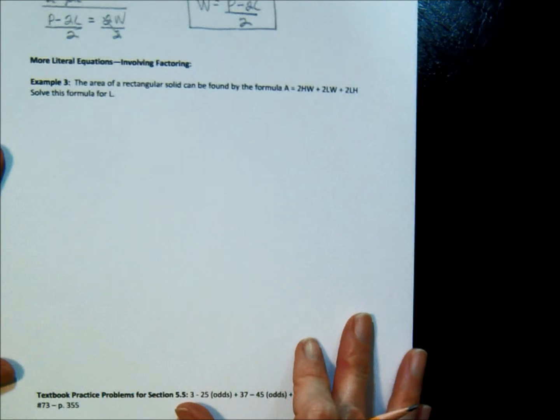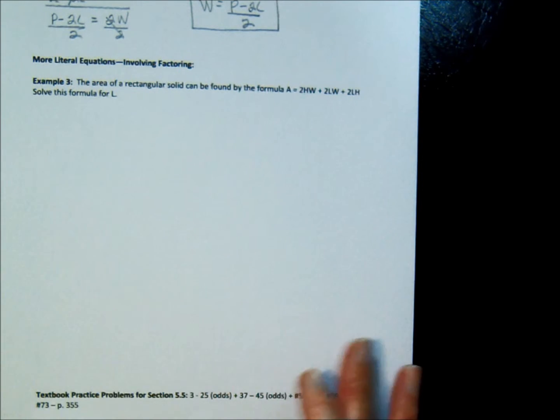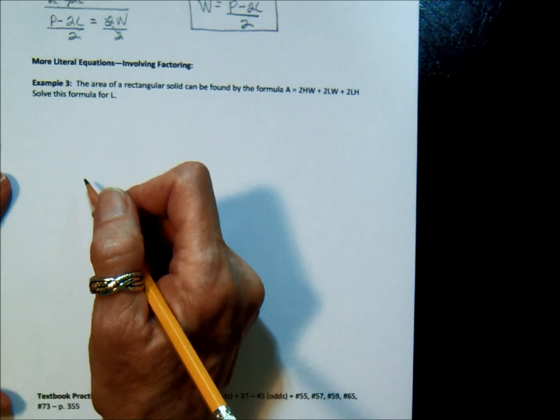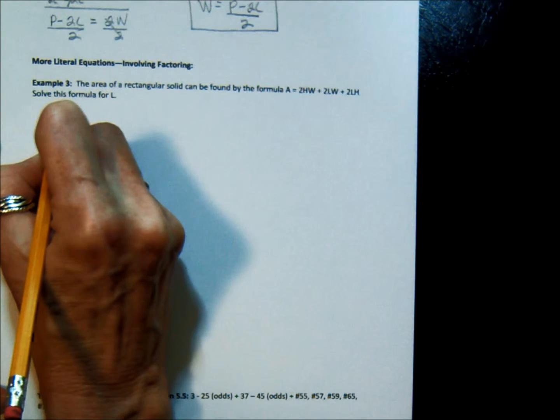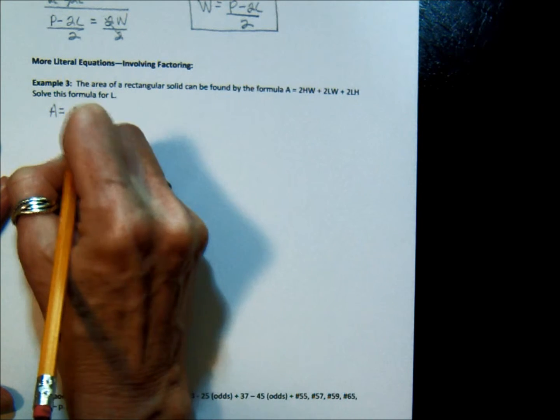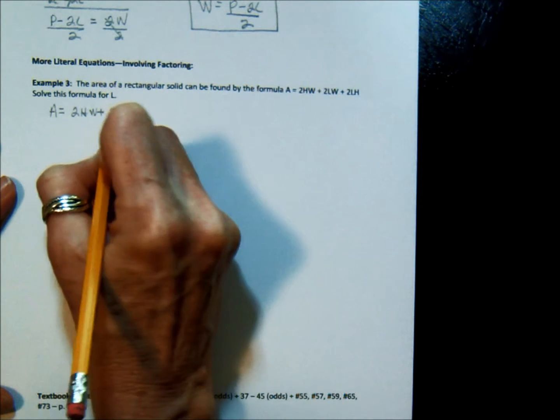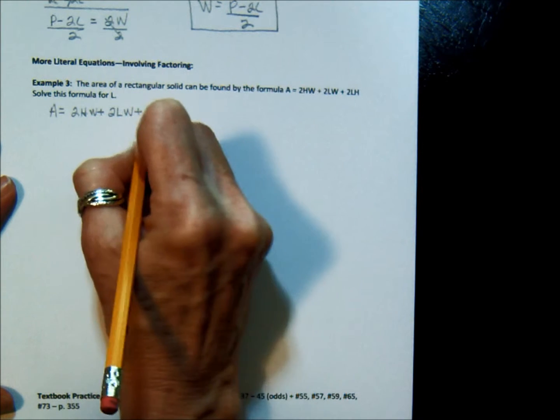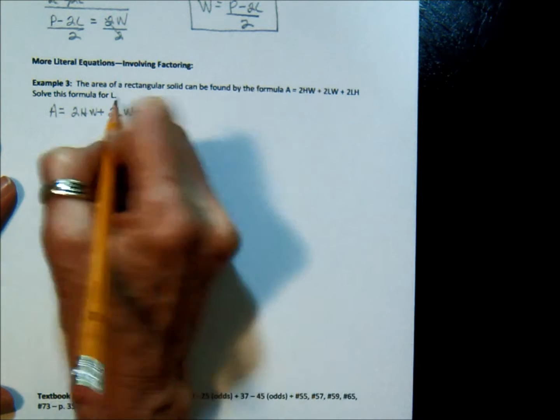Well, that's a little different in this section of factoring, because the variable that we're going to be looking for, there's going to be more than one of them. So let's use this formula in example 3. A equals 2HW plus 2LW plus 2LH. And we want to solve that for L.